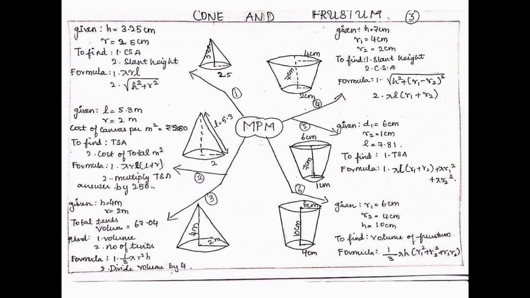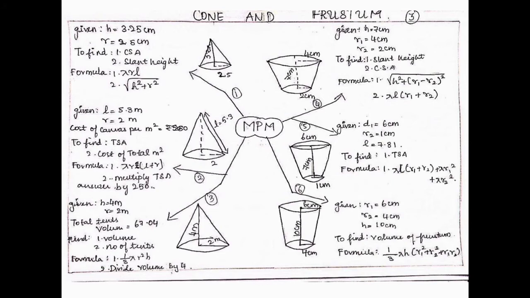So now let's go to node 5. In that, the given is diameter 1 is equal to 6 centimeter and R2 is equal to 1 centimeter. Slant height is 7.81. We have to find first the TSA.